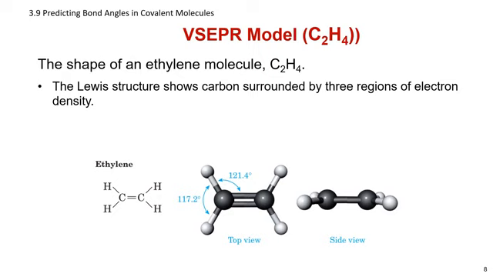So this is 3 electron pairs, trigonal planar. This is trigonal planar. The whole molecule is planar. This is a planar molecule on the side. So ethylene is a planar molecule. Ethylene is a planar molecule. How about acetylene?